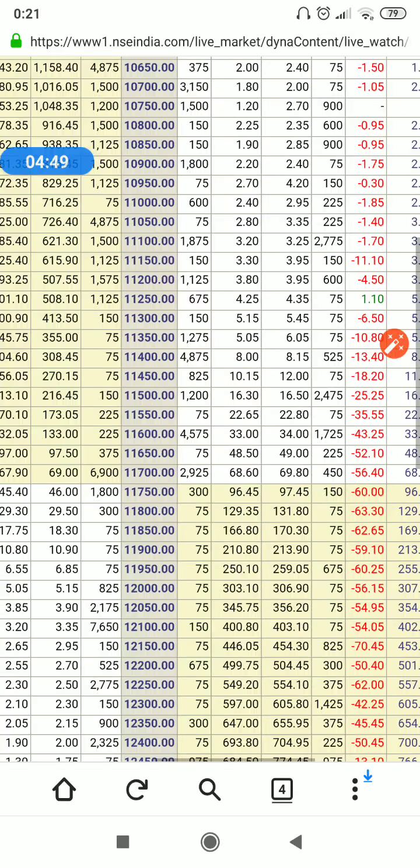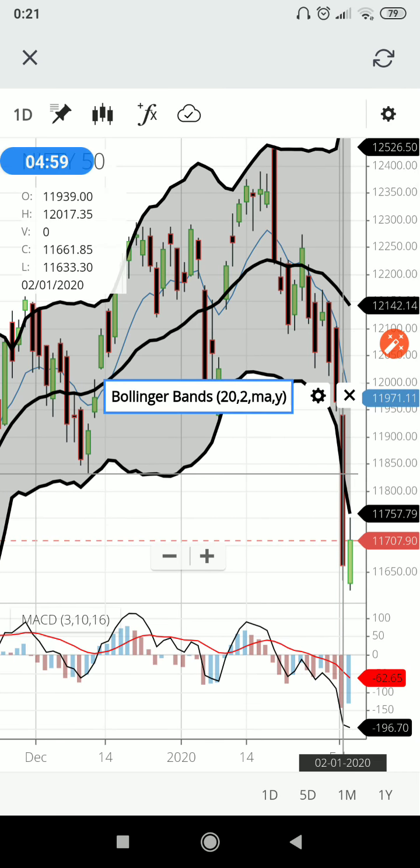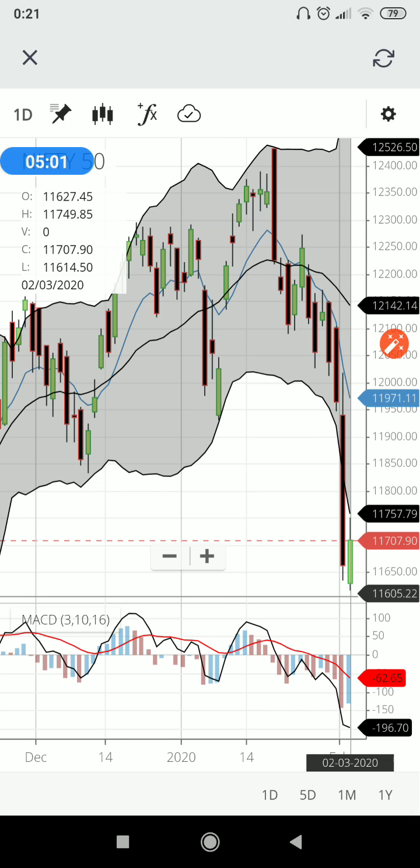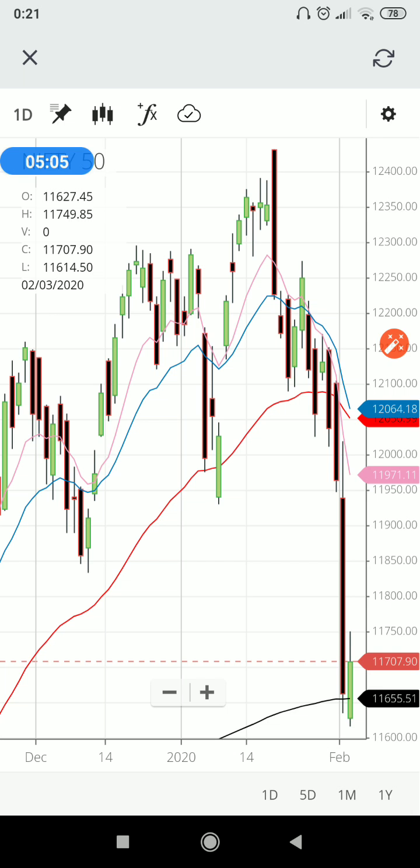So what we concluded from this open interest data is that 11,500 on the lower side and 11,800 on the higher side are going to be very key. From the chart, we concluded that today's low and this 200 period moving average, which is coming around 11,600, are going to be very critical. So now this 11,500 to 11,600 is going to be critical for the market.